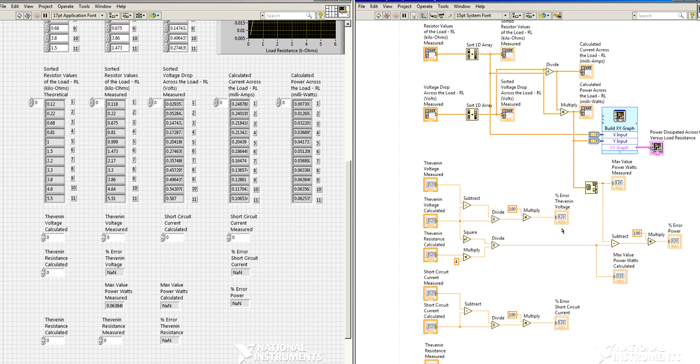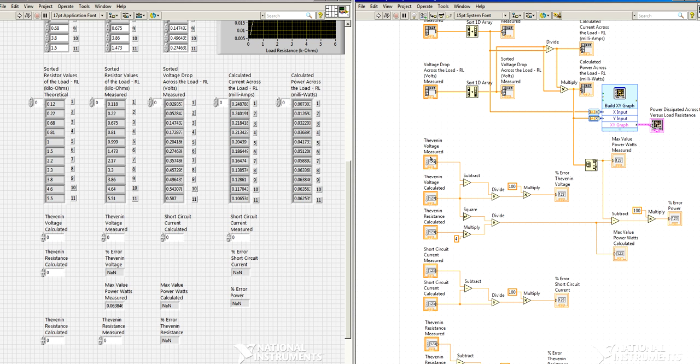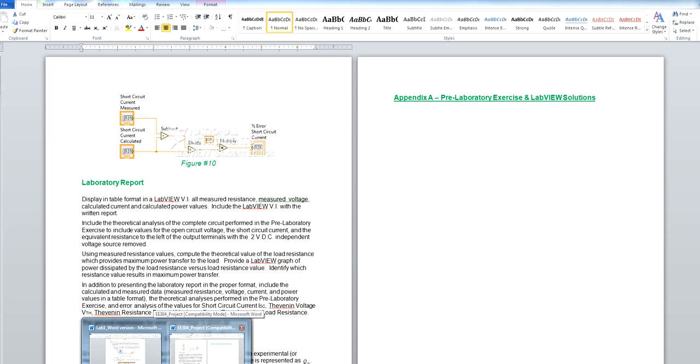The formulas all are similar. So running through it real quick, the Thevenin voltage measured, taking the difference between that and the calculated value, dividing the difference by the calculated value, multiplying by 100 is going to give us the error in the Thevenin voltage. The power error, recalling once again the equivalent power theorem, just quickly go back to our lab write-up.